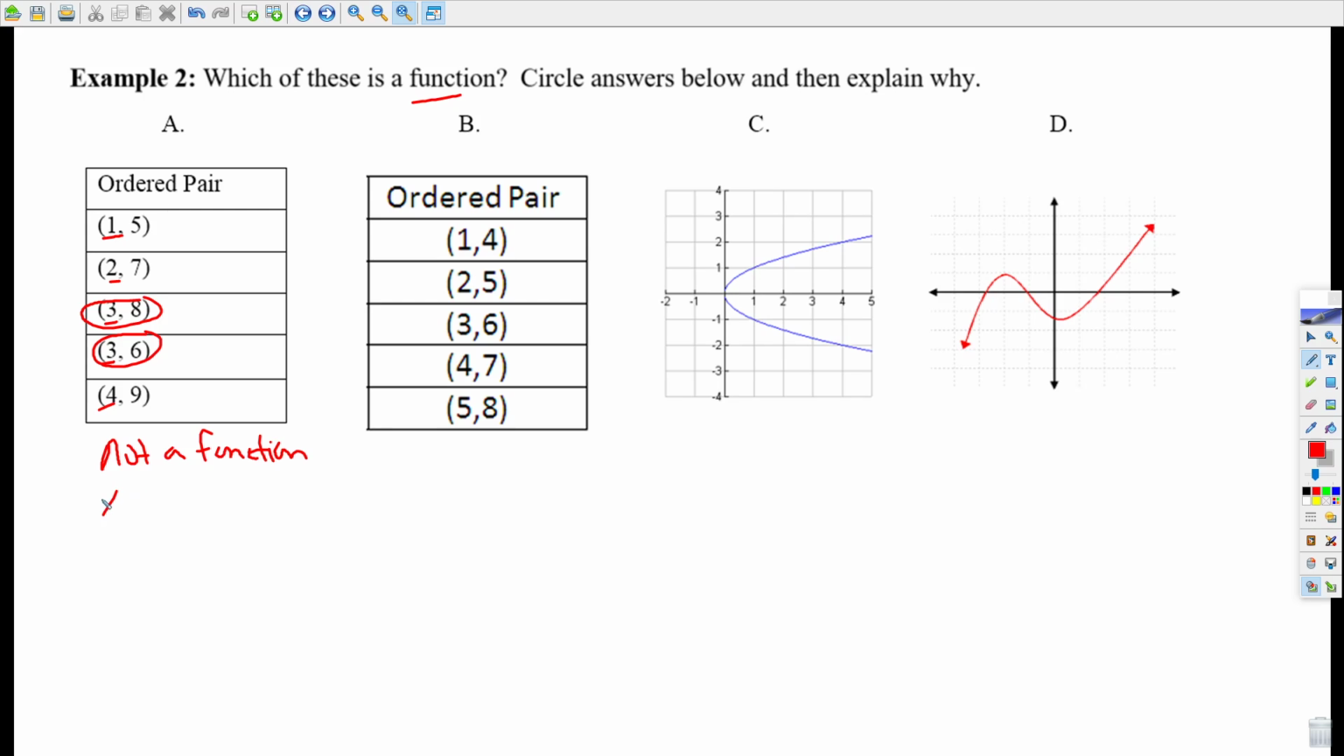Why? We're simply going to say x values repeat. I don't want to say a really long, exhausted explanation, just something really short. It's not a function because x values repeat. Same thing here with part B. We look through and see 1, 2, 3, 4, 5. They are all different, so it is a function.